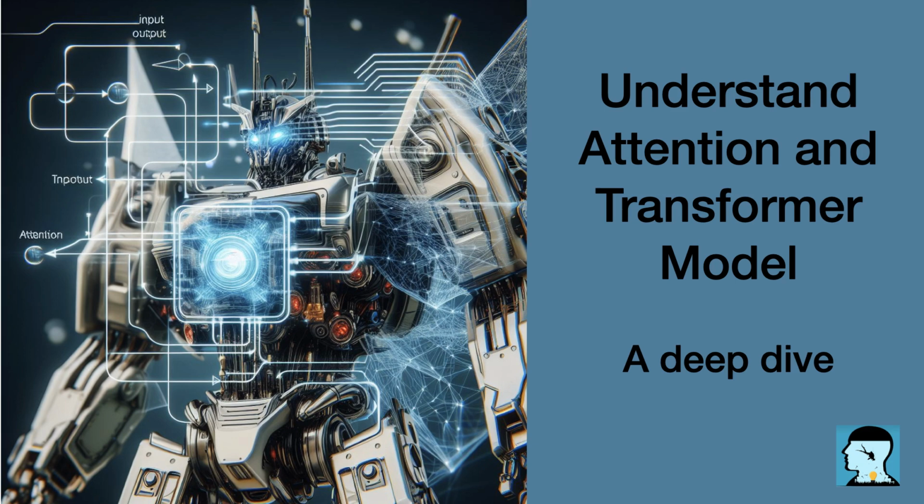3. Positional encoding. Transformers lack inherent knowledge of word order, unlike recurrent neural networks. The multi-head attention mechanism incorporates positional encoding, which helps the model understand the sequence and order of words in the text.